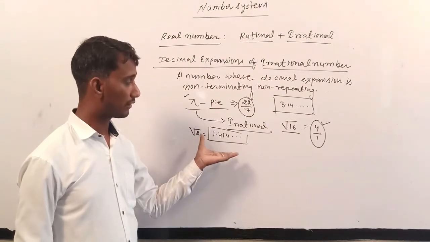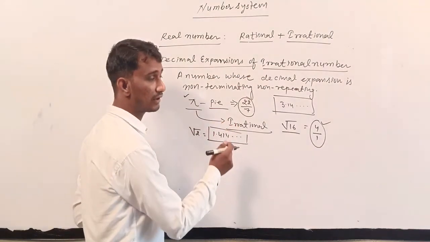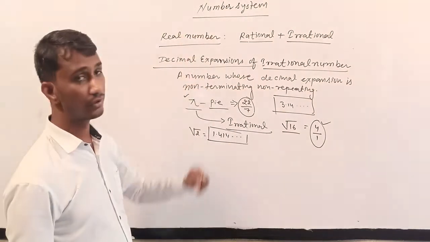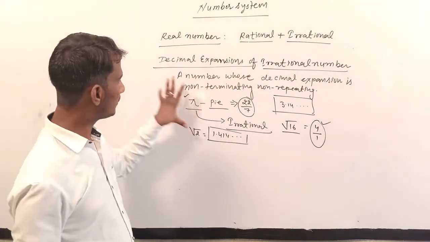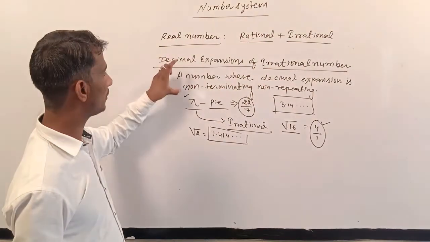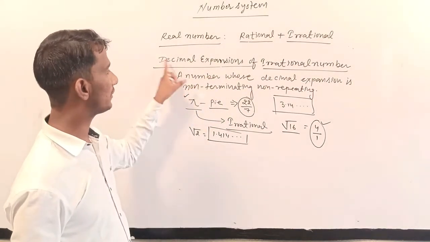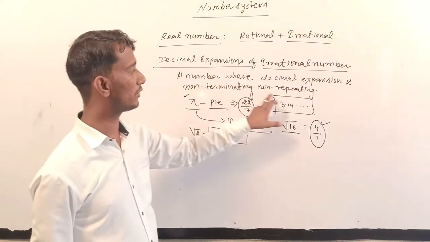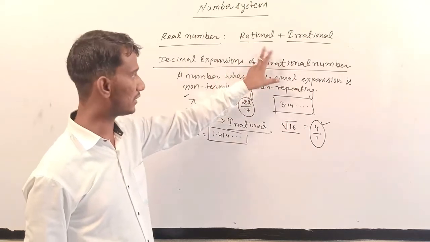Okay? There is another way to express the irrational number. But now I am solving some examples related to the number system. This is the basic introduction of irrational numbers. About the decimal expression, you can remember the definition: a number whose decimal expression is non-terminating, non-repeating. Such types of numbers are called irrational numbers.